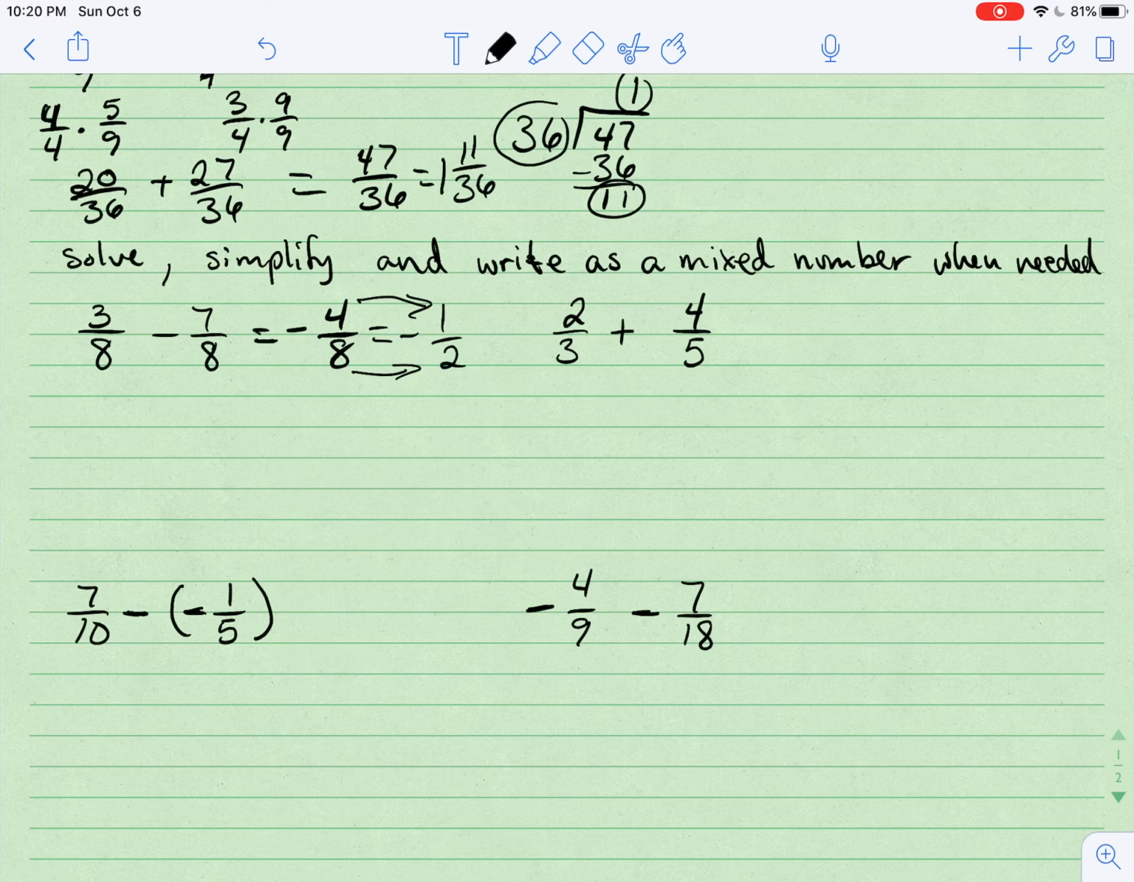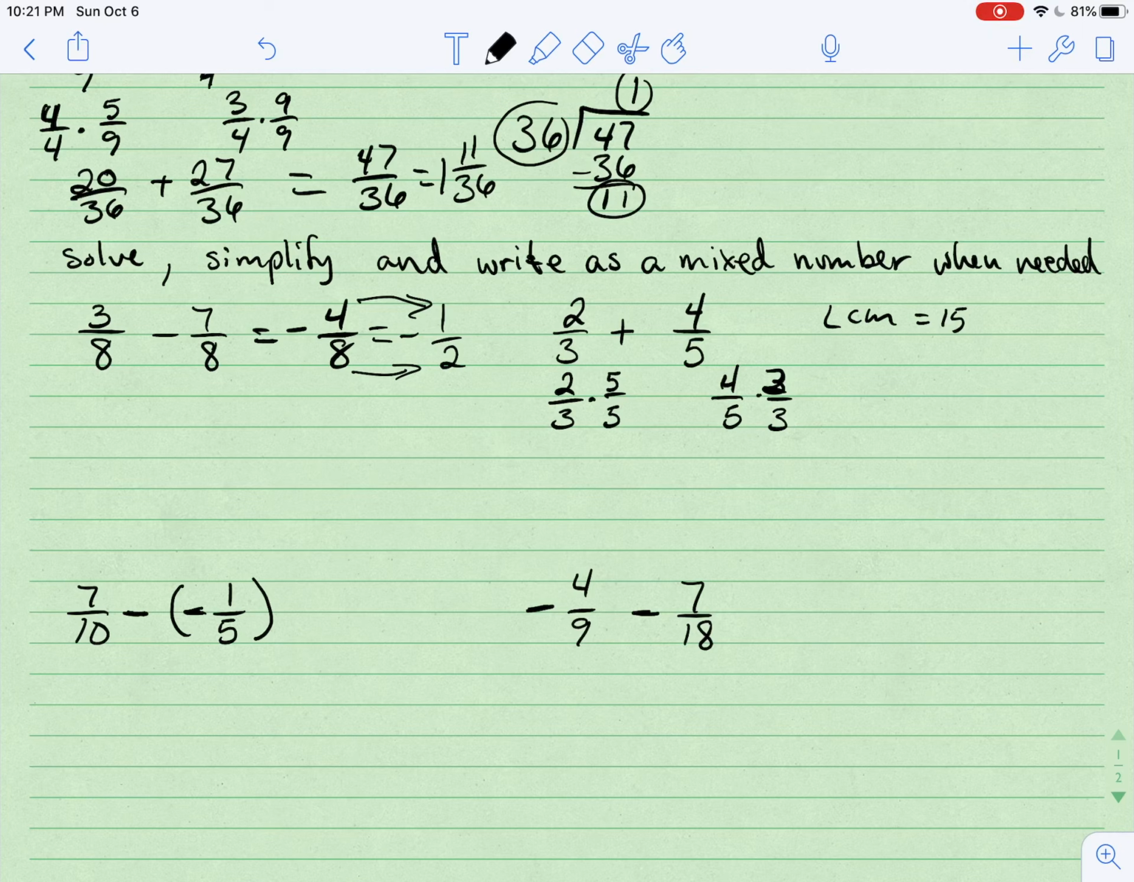Okay, next one, 2/3 plus 4/5. So we need a common denominator. 15 is our least common multiple. So then we're going to take 2/3 times 5 over 5. And we're going to take 4/5 times 3 over 3. 5 times 3 is going to give us 15, and 5 times 3 will give us 15. And once again, we're only multiplying by 1 with the 5 over 5 and the 3 over 3.